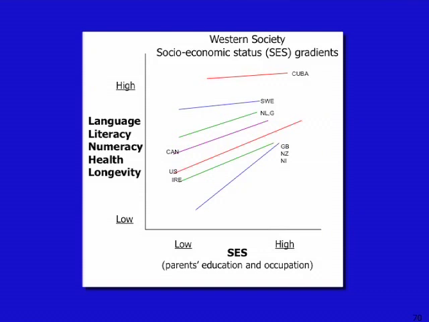That's captured by this gradient for Great Britain. And in the US, it's a very steep gradient, and it's getting steeper. It doesn't have to be like that. Look at Sweden and Cuba. Countries with lots of social programs have a pretty flat gradient. And in general, they way outperform the countries with bigger disparity. I'm going to show you more data on that later.